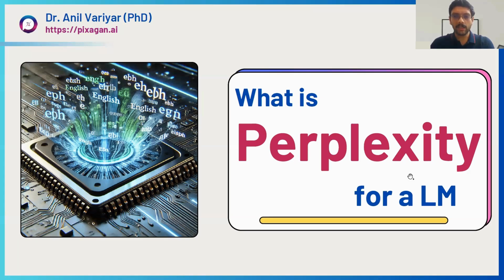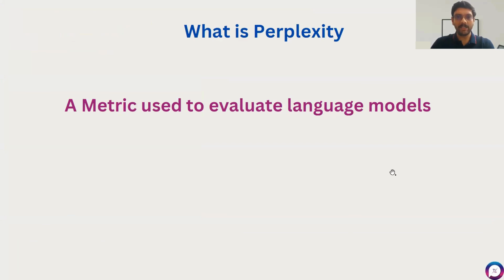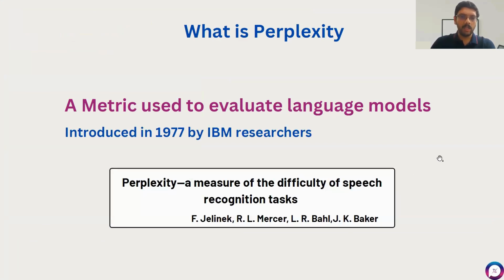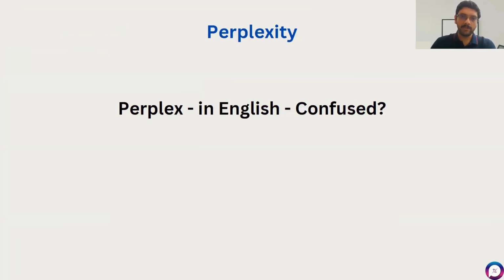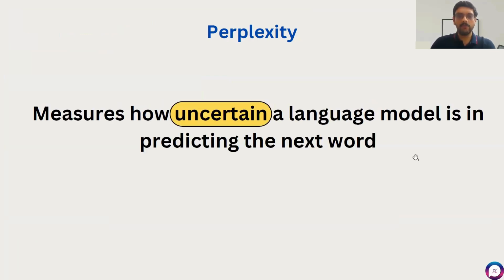You've all probably heard the term perplexity, especially in the context of a language model. But what does this actually mean? Perplexity is a metric that is used to evaluate language models. It was introduced in 1977 by researchers at IBM. If you know what the term perplex means in English, perplex means confused, right? So perplexity is trying to measure how uncertain a language model is in predicting the next word.